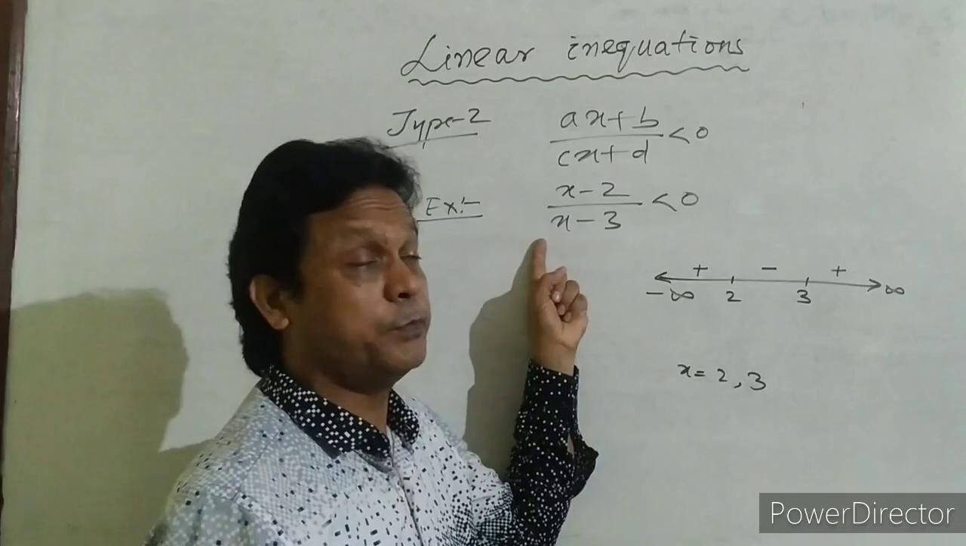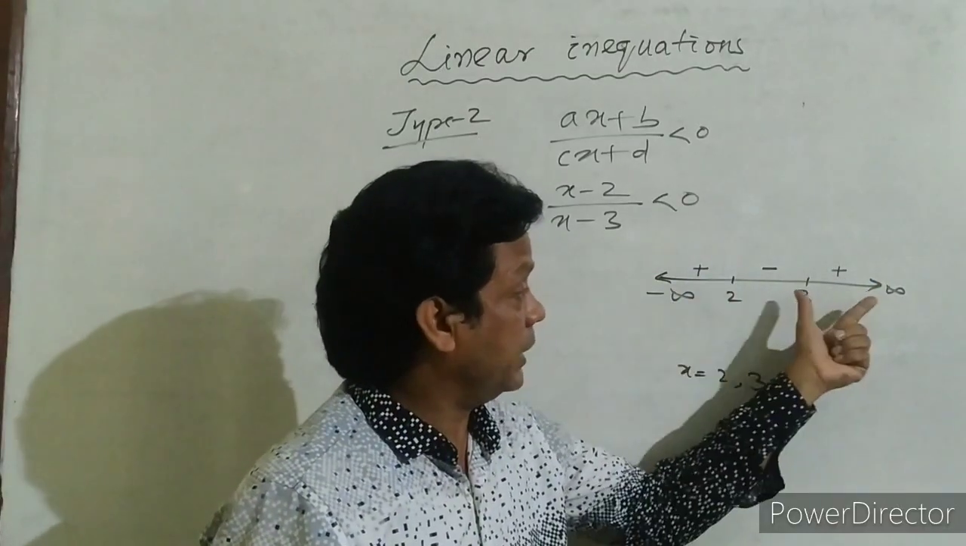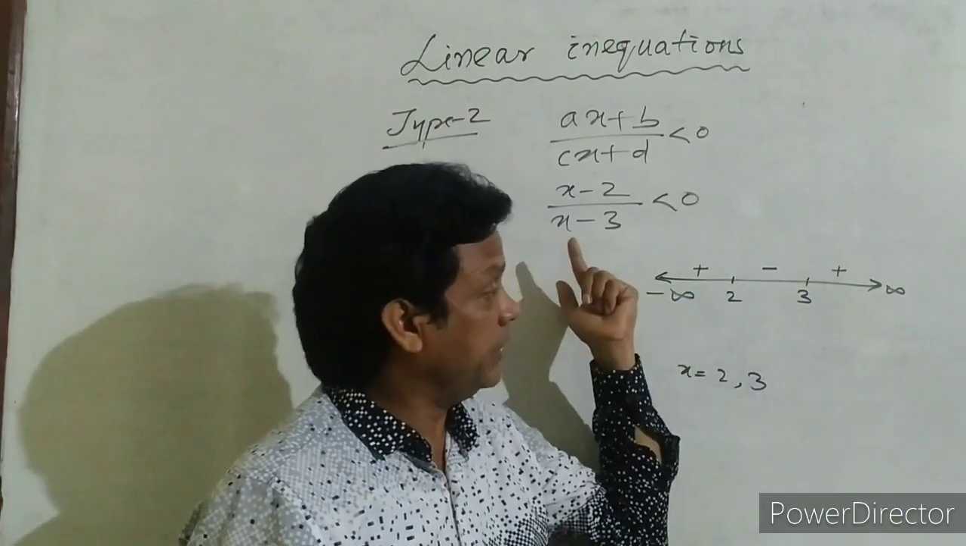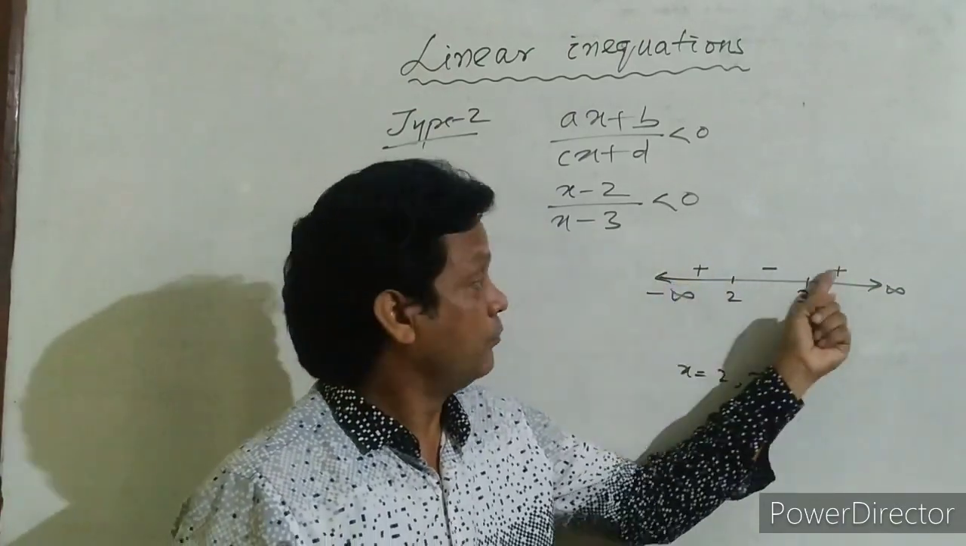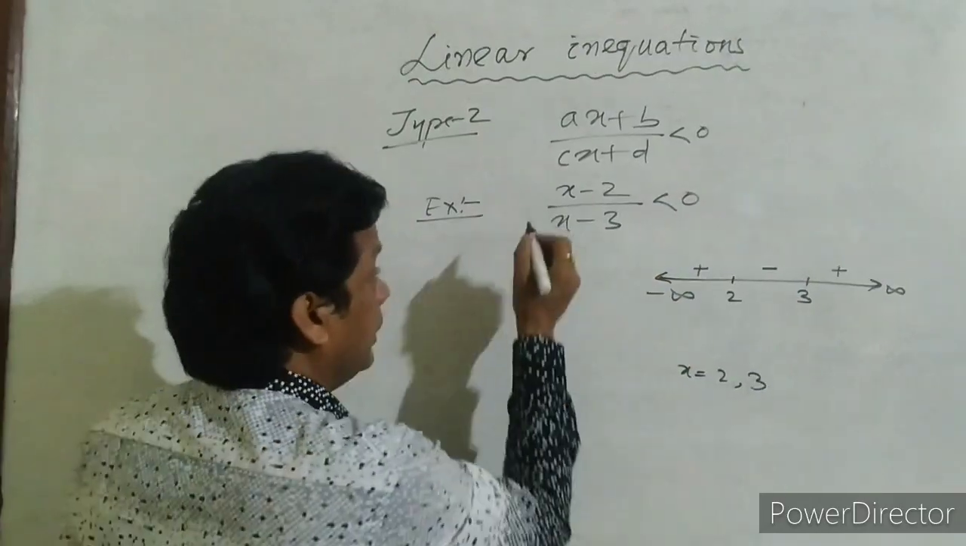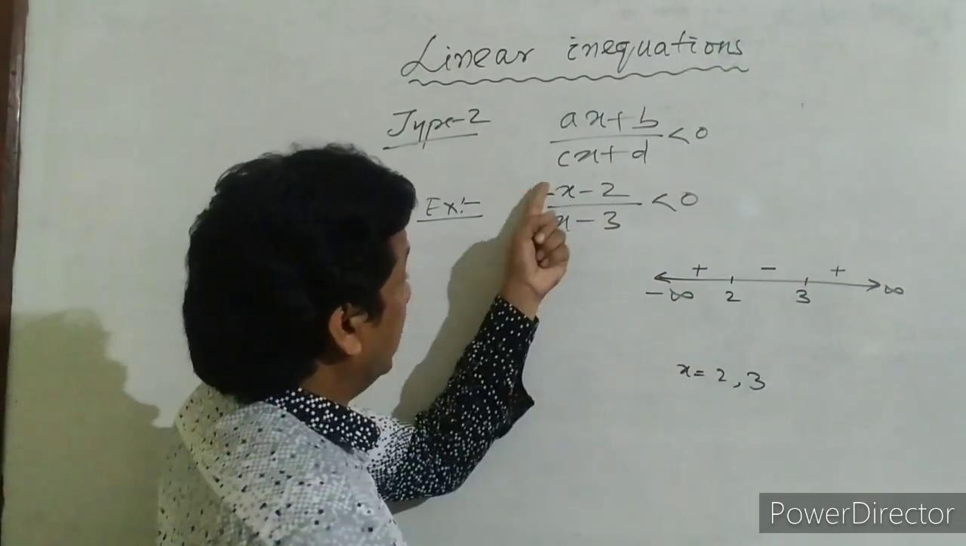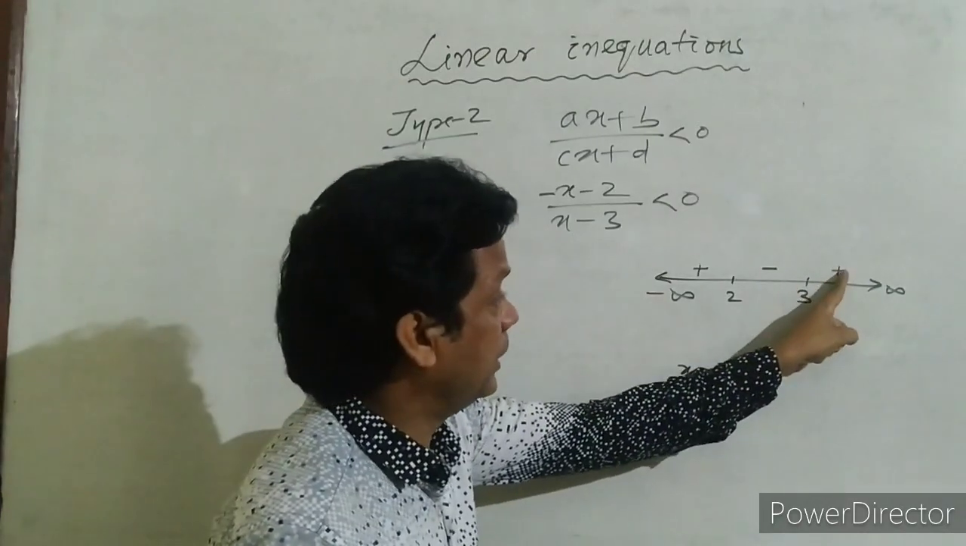Positive by positive is positive. So from the right you should write. Here there are 3 intervals: 1, 2, 3. From the right you should indicate and write the alternate signs: positive, negative, positive. For example, if this were another example with a negative sign, negative by positive is negative, so you should put negative, positive, negative.